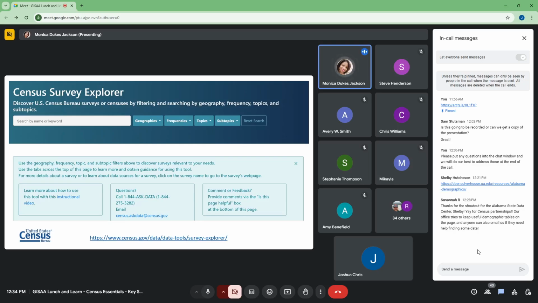So again, clicking on a program or survey listing will take you to its respective website where you can find more information about the program surveys, such as links to the data tools, data tables, contact information, respondent information, news releases, and more. And what makes this tool unique is that it's a reference for all of our surveys or censuses in one place, and a guide that can help you figure out if the data is available, where it can be found across all of our Census Bureau surveys and censuses.